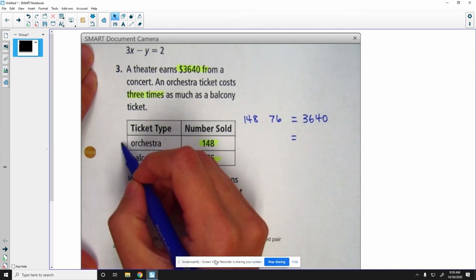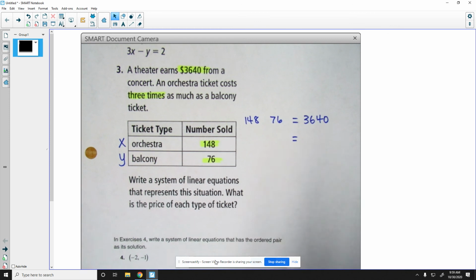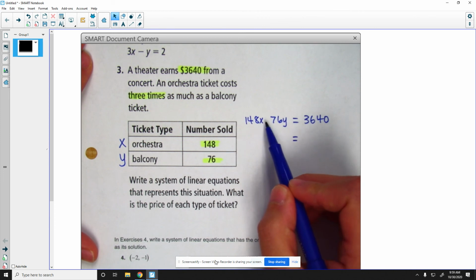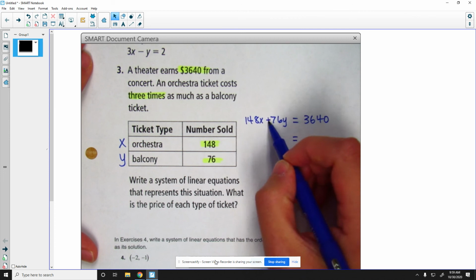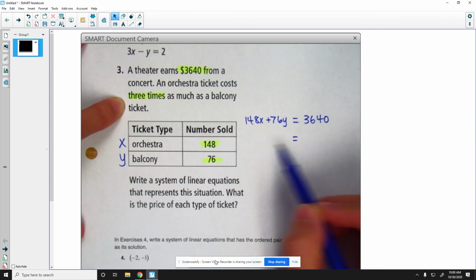I need letters. So let's just say X, let's just say Y. If I reverse them and I wrote Y and X, I would still get the same answer. Okay, so I would say this is X, this is Y. What symbol do you think needs to go between? Plus, because you're adding them together to get a total of 3,600. Okay, you still have this sentence, an orchestra ticket costs 3 times as much as a balcony ticket. So there's really no other total number.